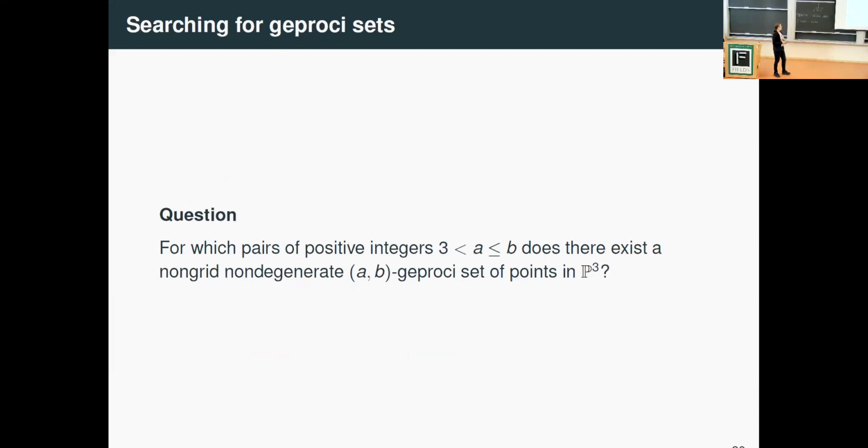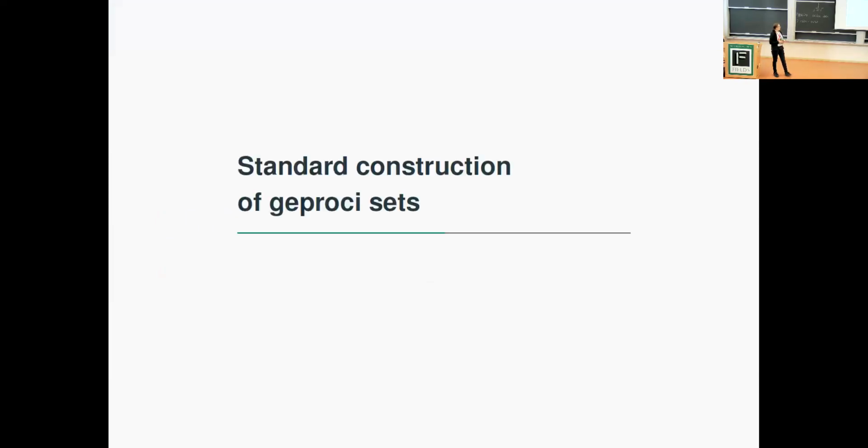And so we ask a question: for which pairs of integers a and b, which are both above 3, do there exist non-degenerate, non-grid AB Geproci sets in P3? So if you are given A and B, with A greater than 3 and B at least A, can you construct an AB Geproci set? And we managed to give a construction for every pair A, B at least 4.